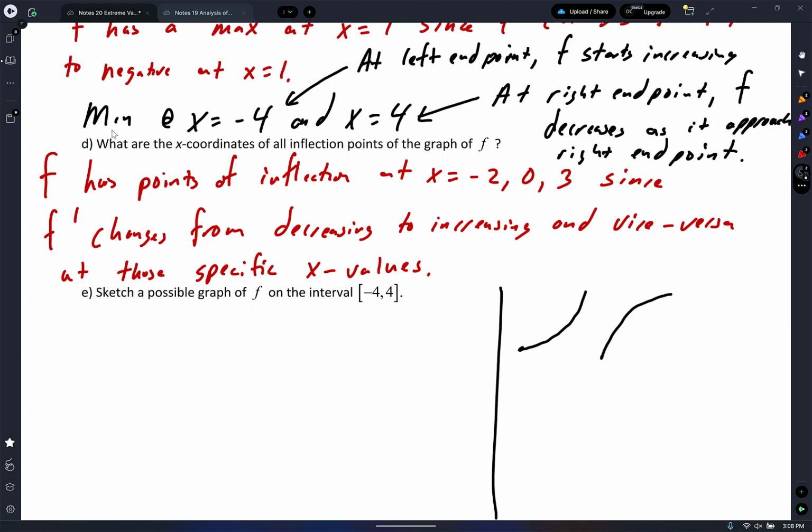Cool or not cool? Okay, for decrease, you can either decrease concave up. Let's see, how does that look? Decrease concave up. Or you can decrease concave down. Do you guys see that?